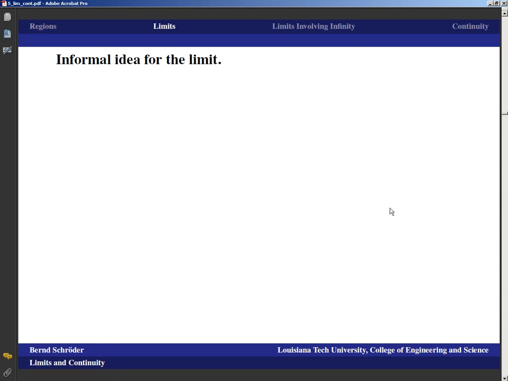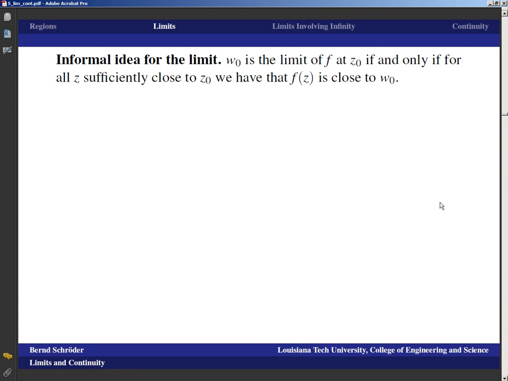Okay, we continue with limits, and as you may recall from calculus, and if you don't recall it from calculus, I wouldn't blame you for it because you talk about it early on, but then for basically close to 3 terms, you don't revisit it anymore, or at least not in any serious fashion. The informal idea for the limit is that w0 is the limit of the function f at z0 if and only if for all z that are sufficiently close to z0, we have that f(z) is close to w0. This definition here, as it's written, doesn't refer to complex numbers at all, except that we're using the notation that we want to use for complex functions.